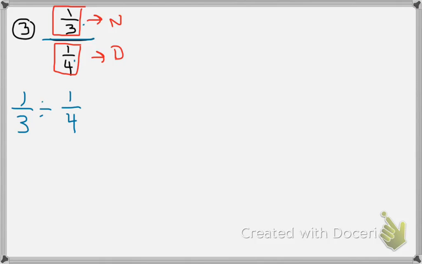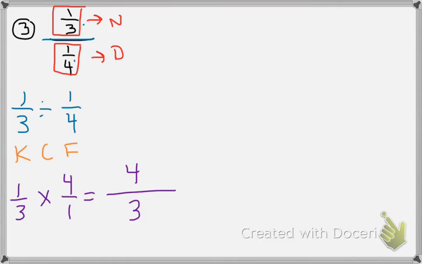Now all we have to do is keep, change, flip. That's how we divide fractions. Multiply straight across: 1 times 4 is 4, and 3 times 1 is 3. In this case, 4 divided by 3 is not going to be an even number like 6 divided by 2 was before. So in this case, we have an improper fraction.